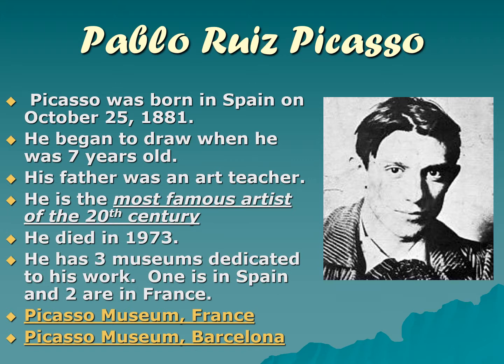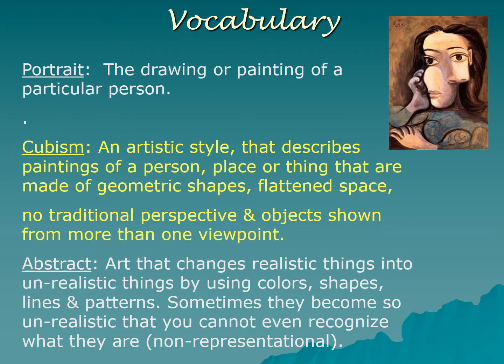Picasso was born in Spain in 1881 and began his drawing at the age of 7. His enthusiasm for art would lead him to become one of the 20th century's most famous artists. Cubism is defined as an artistic style that describes painting of a person, place, or thing that are made of geometric shapes, flat in space, no traditional perspective, and objects shown from more than one viewpoint.